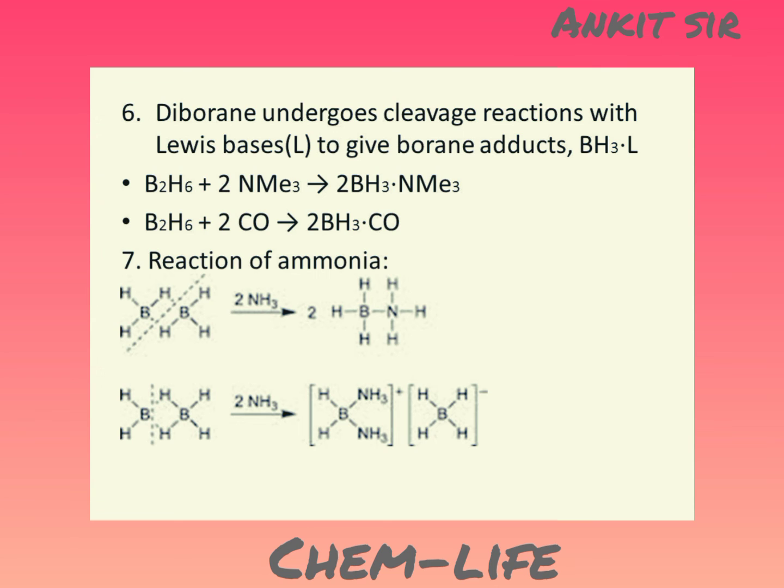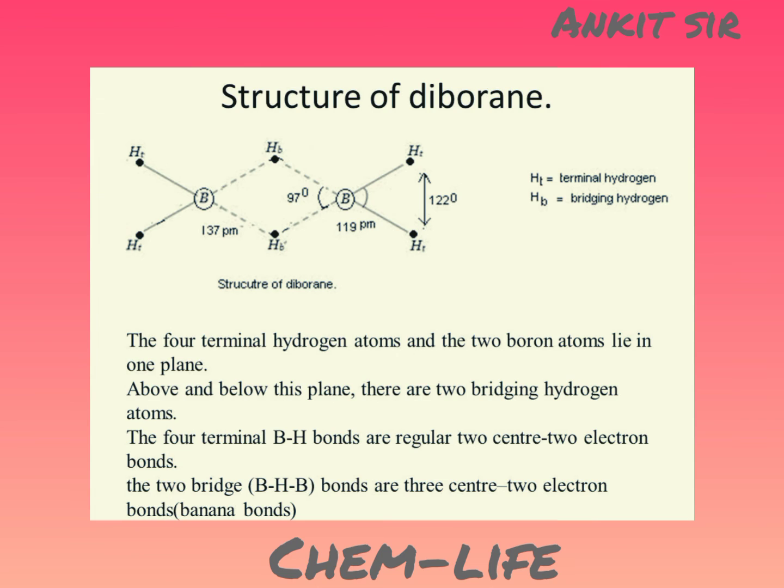The structure of diborane: the formula is B2H6. The 4 terminal hydrogen atoms and the 2 boron atoms lie in one plane, with the 2 bridging hydrogen atoms above and below this plane, as you see in the diagram. The 4 terminal B-H bonds are regular 2 center 2 electron bonds. The 2 bridge B-H-B bonds are 3 center 2 electron bonds, known as banana bonds, making an angle of 97 degrees.